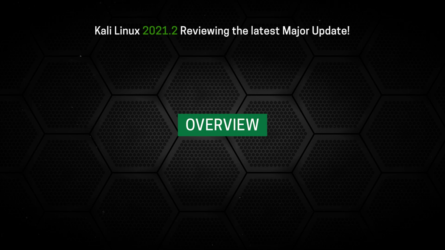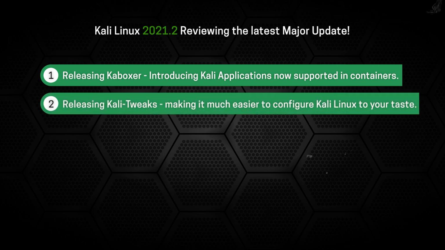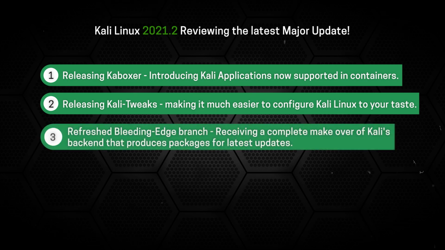Here is a quick summary of some of the latest changelog in the 2021.2 update. The first thing we'll look at is releasing KBoxer, introducing Kali applications now supported in containers. The second thing we'll look at is releasing Kali tweaks, making it much easier to configure Kali Linux to your taste. The third thing we'll look at is the refreshed bleeding edge branch, receiving a complete makeover of Kali's backend that produces packages for the latest updates.